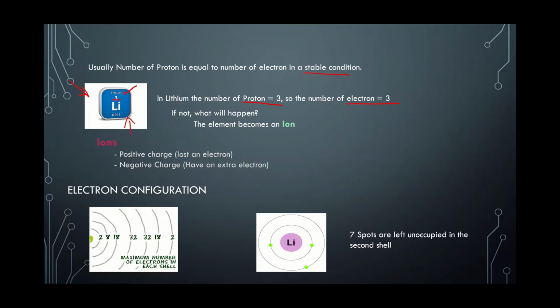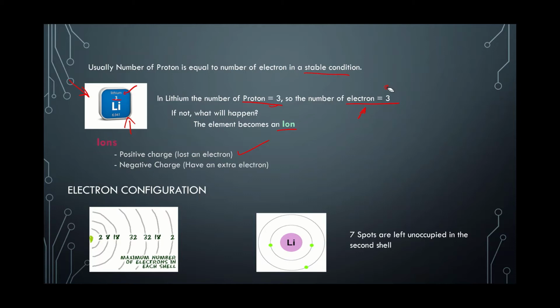Then this element becomes an ion. So what is an ion? An ion is an element that lost or gained electrons. So the same element, if it lost an electron, then for example, let's take lithium, the number becomes 2 if it lost an electron, so the number of protons will be more than the number of electrons. That means the element becomes positively charged.